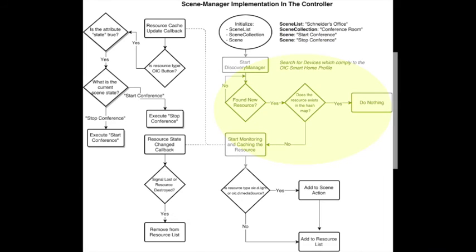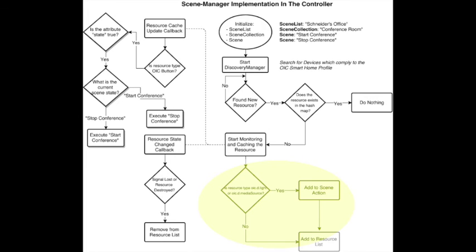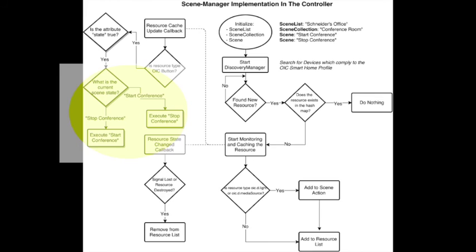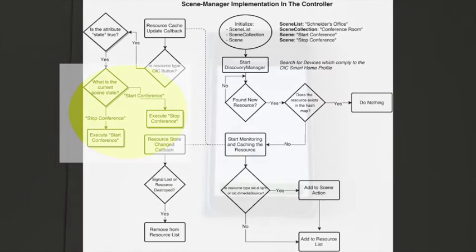If a new resource is discovered, it is added to the two scenes with the respective scene action, if the resource type of the resource matches any of the followed resource types for the scene, such as a light or a button. Whenever a registered button notifies of a change in its resource representation, the Scene Manager implementation will check if it's pressed down. If it's pressed down, it will evaluate the current scene state and execute the next scene state as shown.